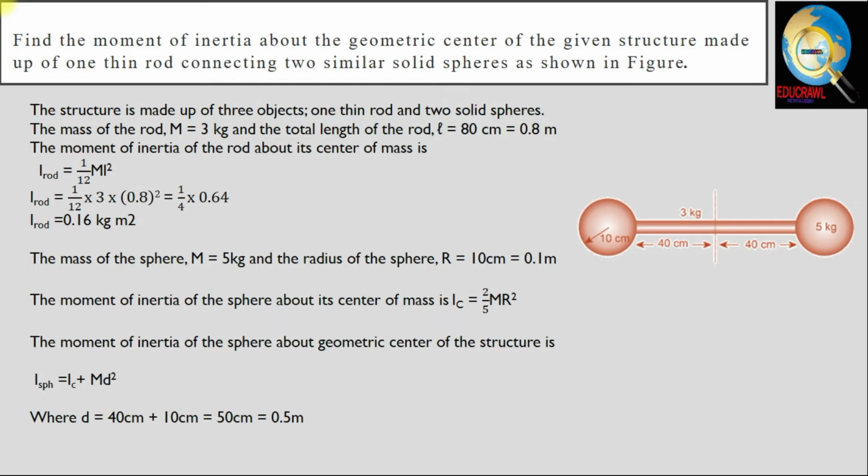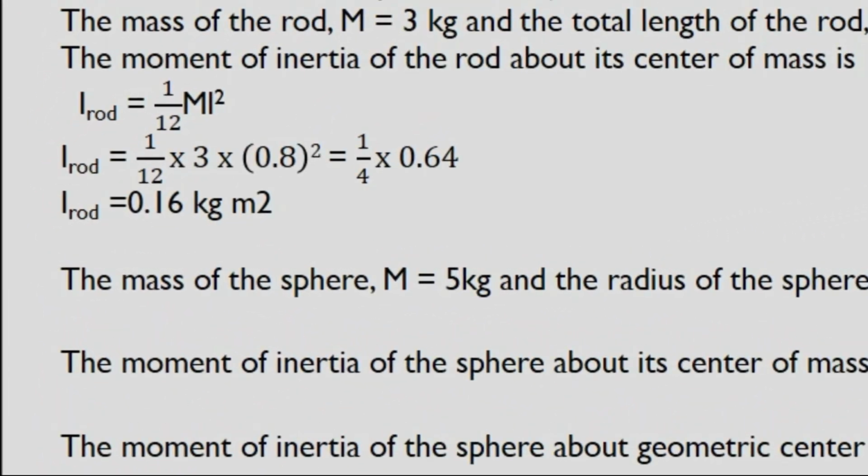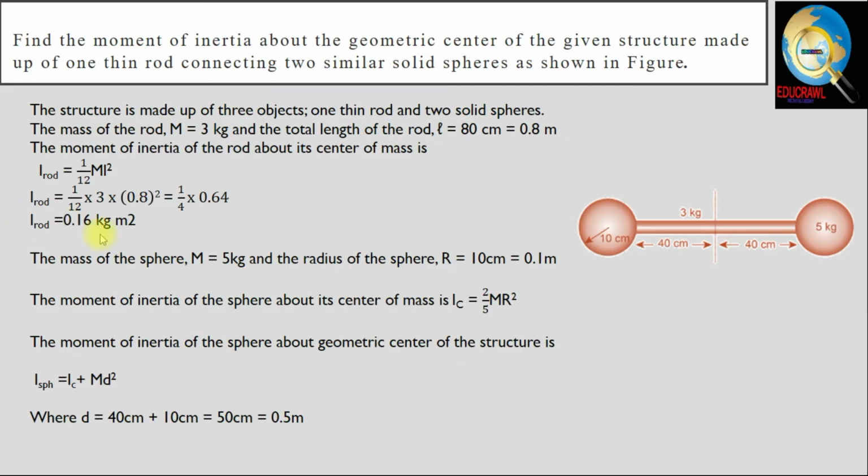If you refer to that, the moment of inertia of all regular shapes is given in the tabular column. From there we have taken the value as 1 by 12 mL squared. Substituting the value of m and the length L, we get I rod is equal to 1 by 12 into 3 into 0.8 the whole square. Simplifying, we get the moment of inertia about the rod as 0.16 kilogram meter square.